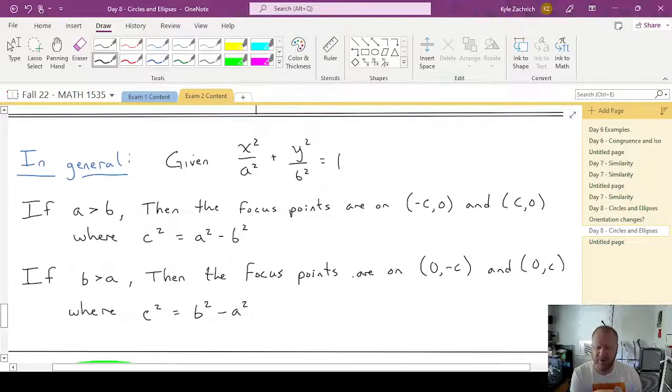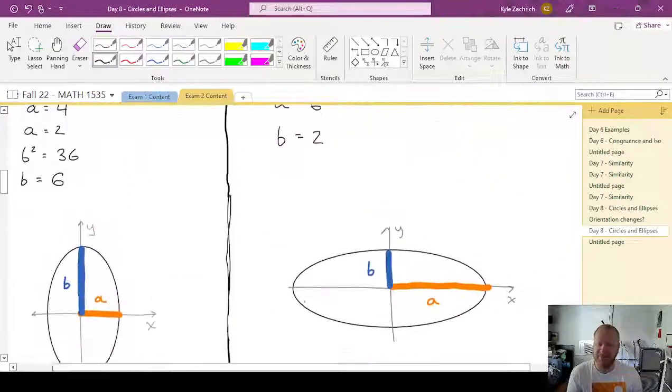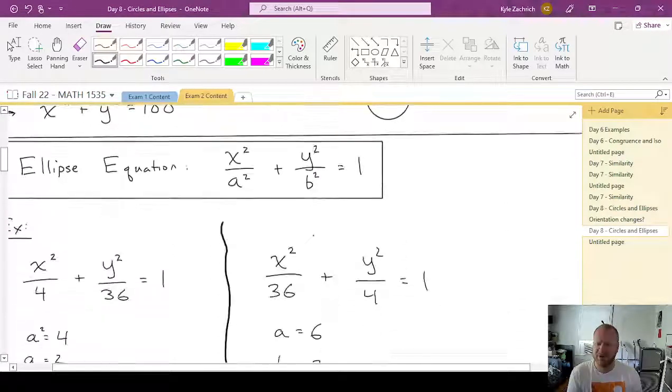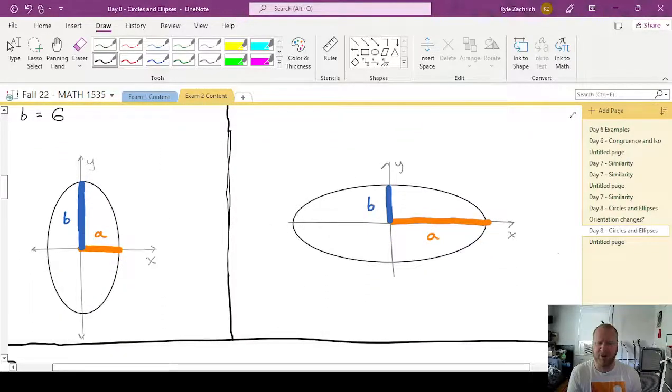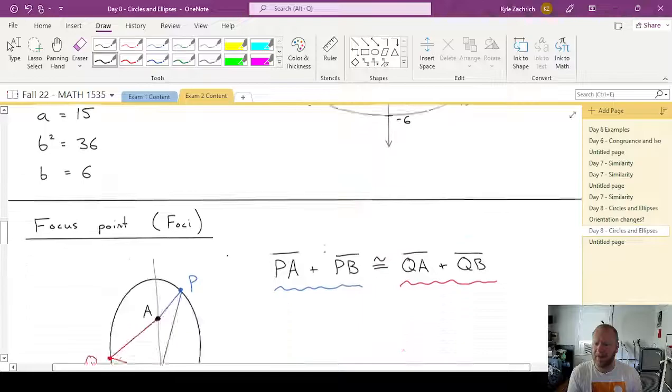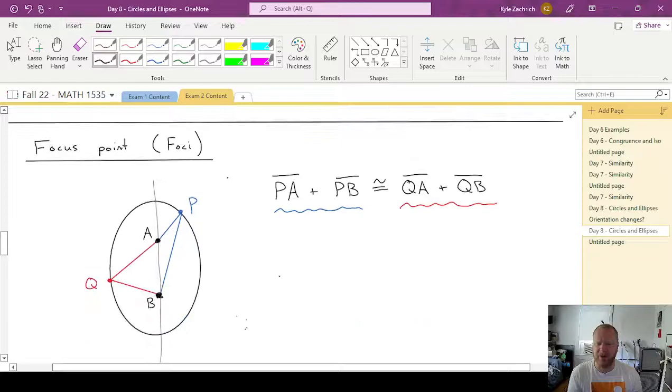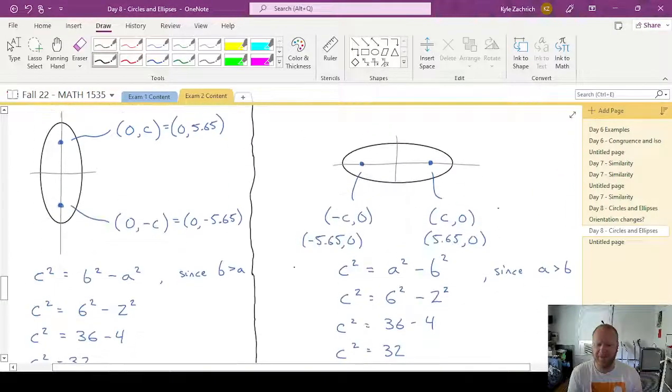The last thing I want to talk about with the focus points is more of a trivia fact, just a point of interest. But for the exam, I just want you to focus on moving between the equations of circles and the drawings of circles, equations for ellipses and the drawings of ellipses, and finding the focus points. So those first 3 topics are really what I want you to be focusing on.